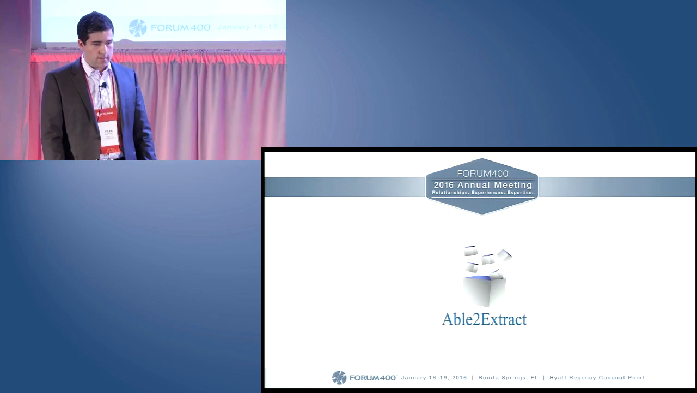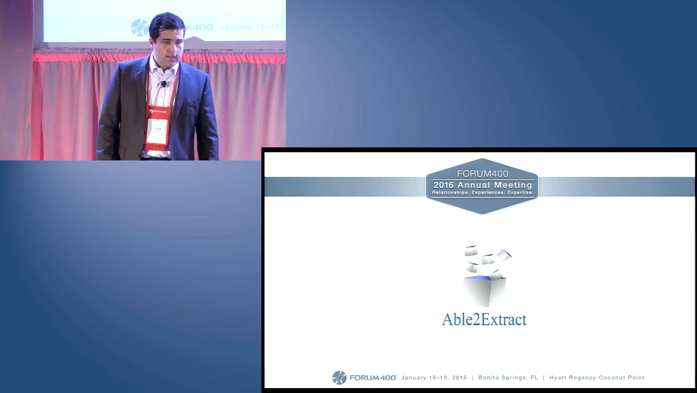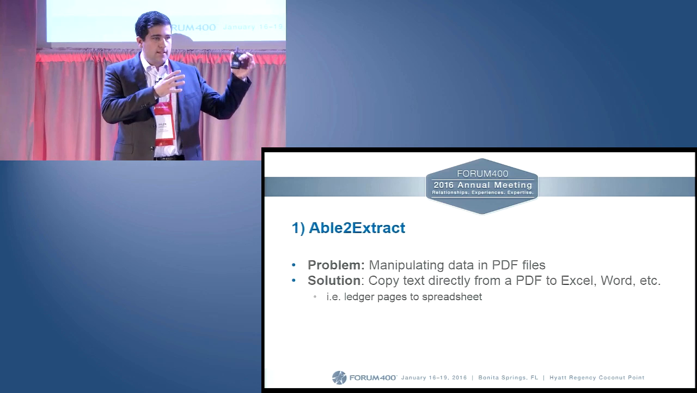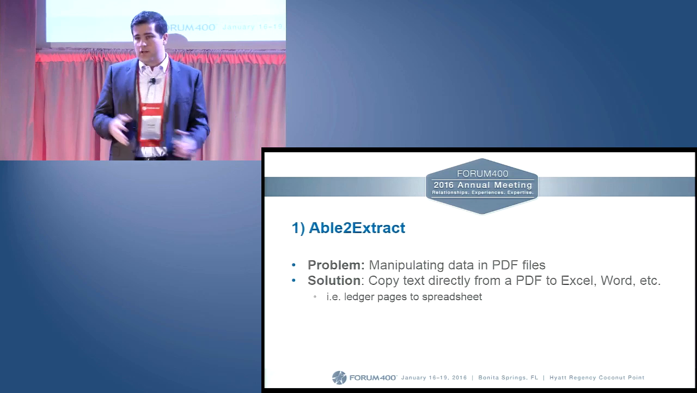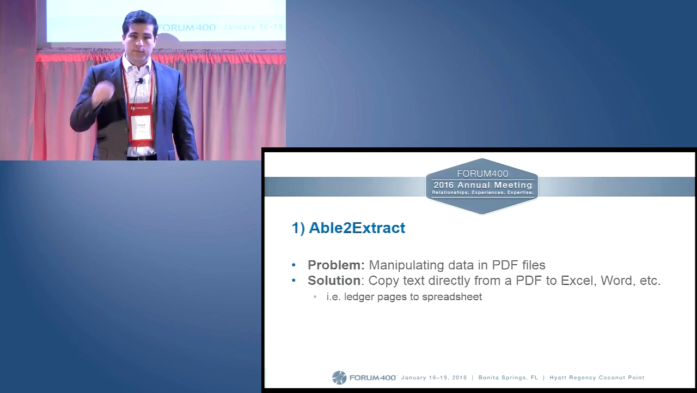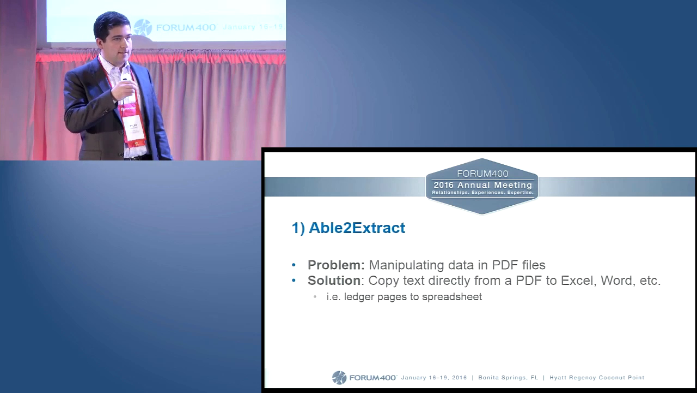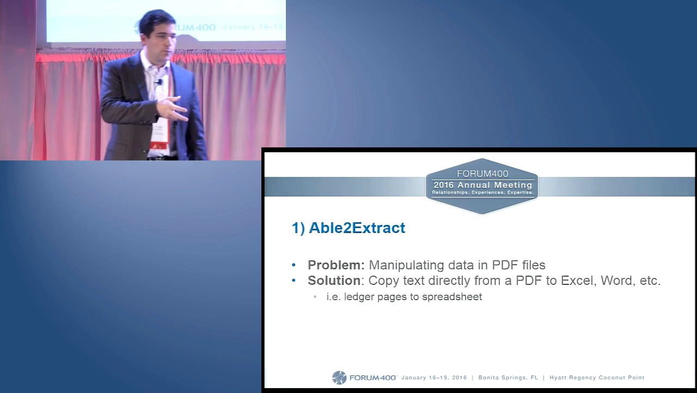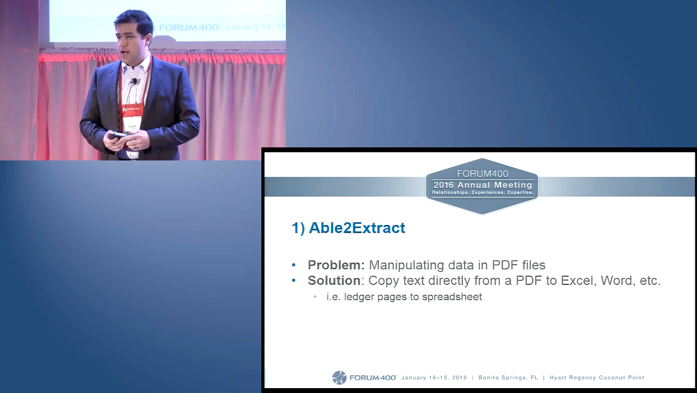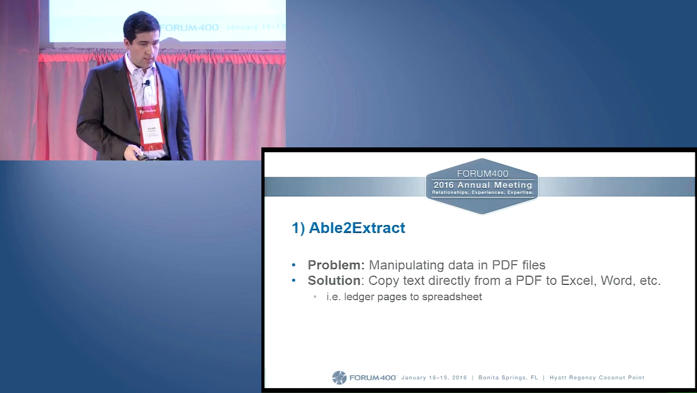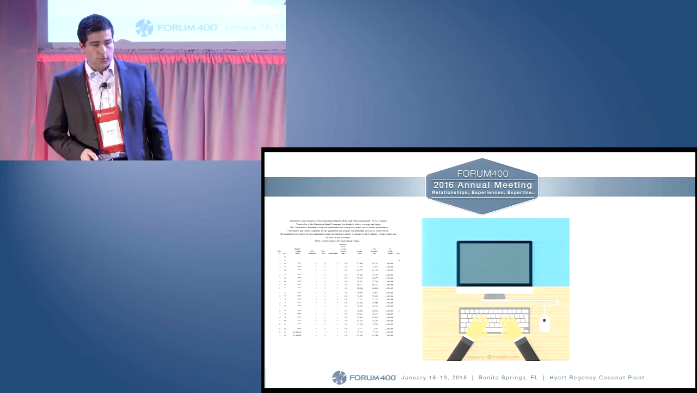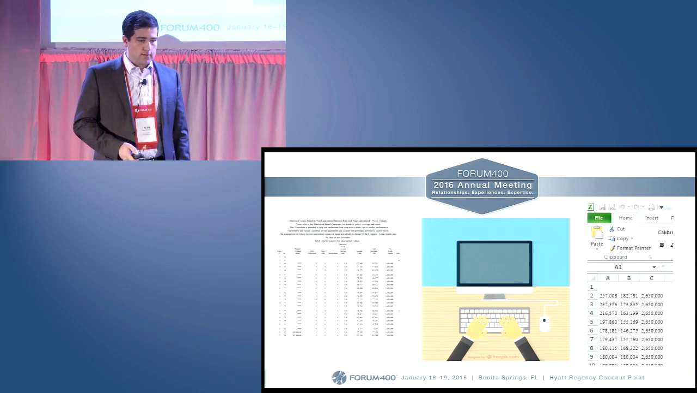So the first one is called Able to Extract. This is a program that solves the problem of taking data that's in a PDF and converting it into a format that you can actually use and manipulate. So the biggest example of this is an illustration. You get an illustration from a carrier, you want to turn it into a spreadsheet so you can do some math on it, rather than having to do it kind of the old school way of keying it into the computer. Able to Extract and turning it into a spreadsheet.